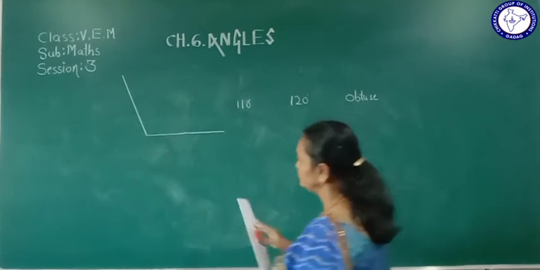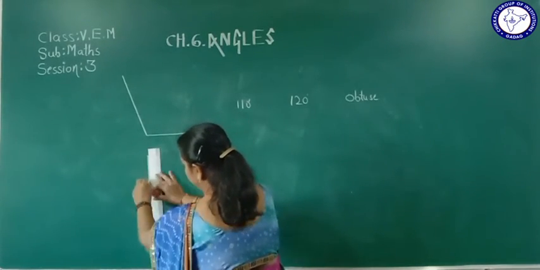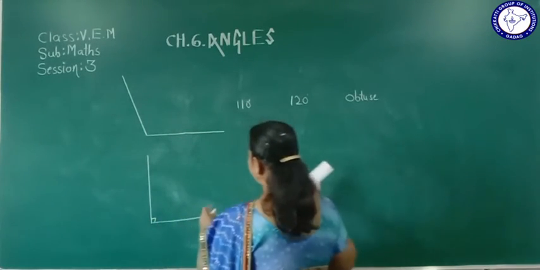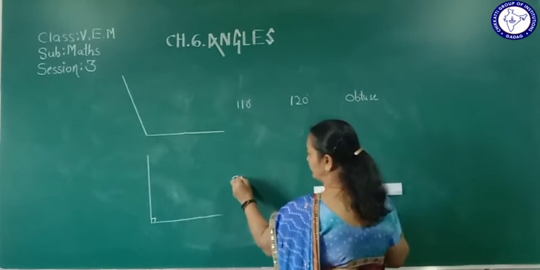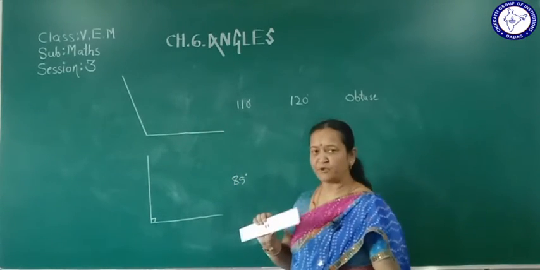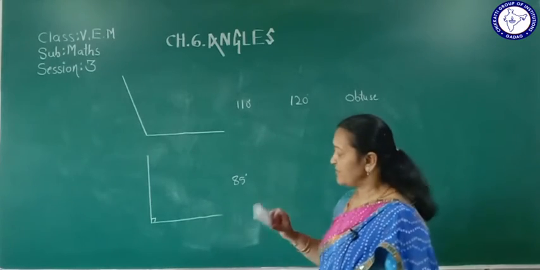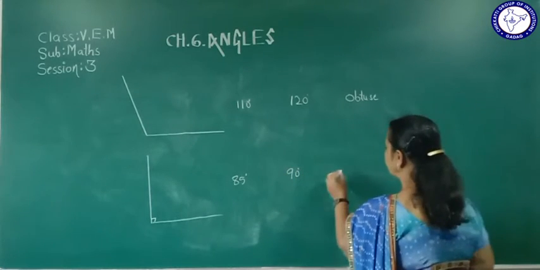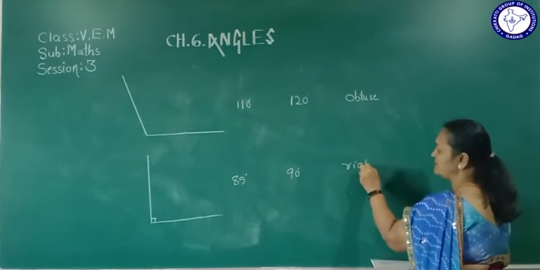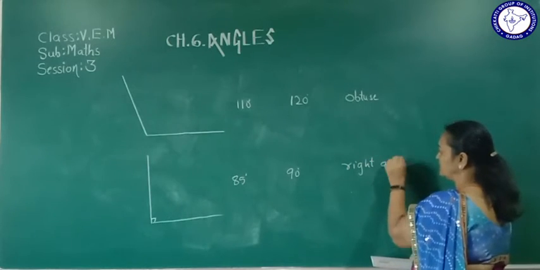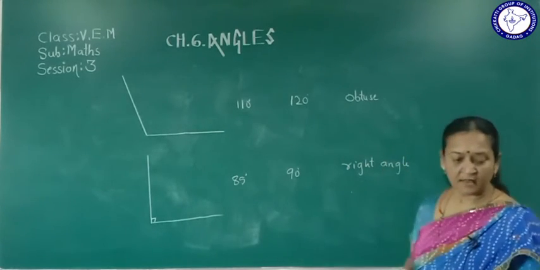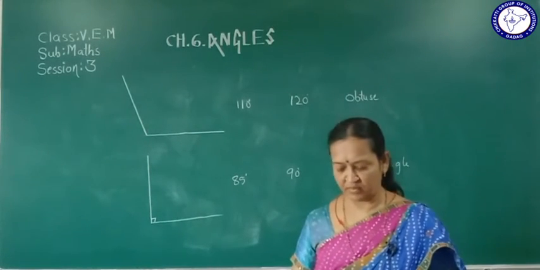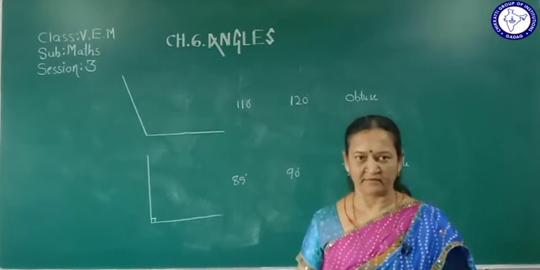Second one, here I feel it is 85 degree. Okay. Just I have to estimate, it is 85 degree, but when I kept my protractor, I found it 90 degree. If it is 90 degree, we write right angle, isn't it? Yes. Then similarly you have to do remaining two. Okay. Third one and fourth one you should try.